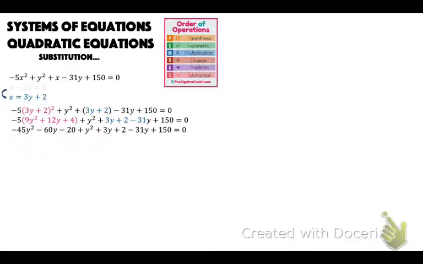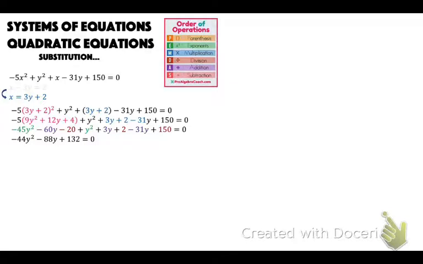Then we're going to group all our y squareds together, group all our y's together, group all our constants together. We have negative 45y squared and y squared, so that becomes negative 44y squared. Negative 60y plus 3y minus 31y is negative 88y. And negative 20 plus 2 plus 150 is 132.